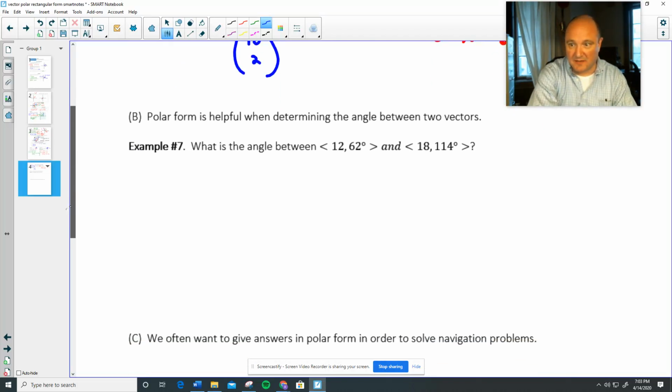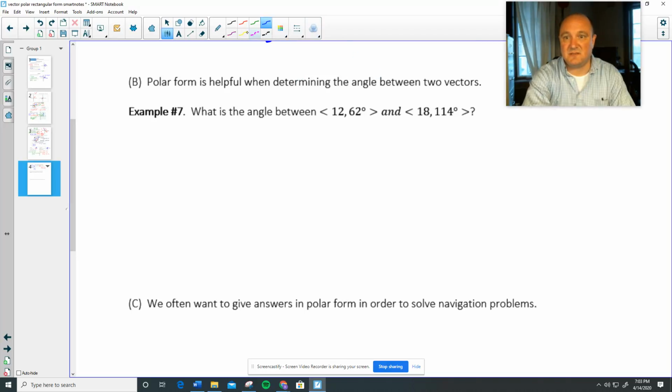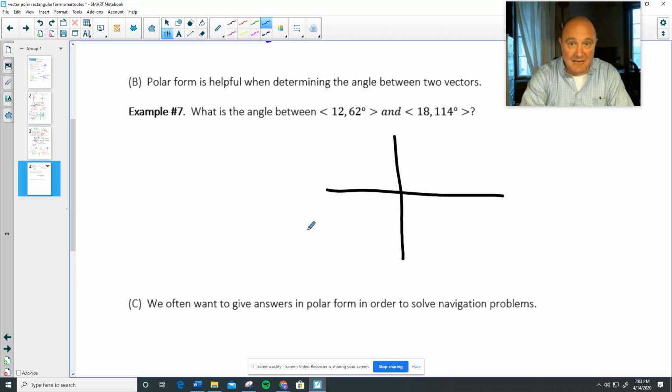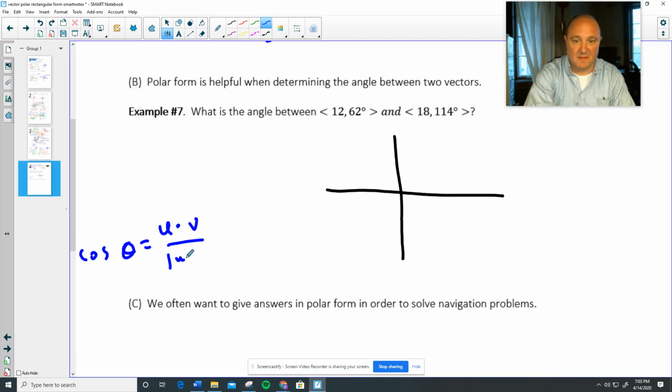Polar form, on the other hand, is super useful in determining the angle between two vectors. We were doing those problems back in chapter 12. We were using the dot product, and in this formula, you guys remember this, right? And we had to use this to find the angle between two vectors, so we had to do all these calculations to find the dot products and magnitudes.